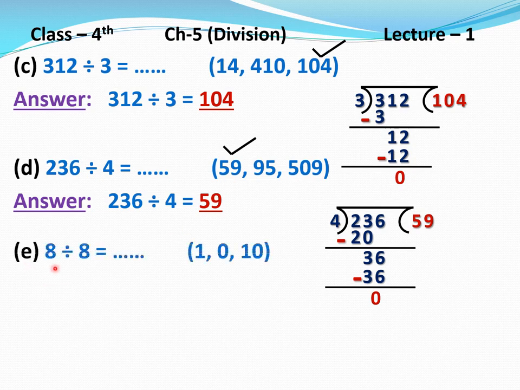So take the correct quotient, that is 59. Now E part: 8 divide 8 equal to dash. Options are given: 1, 0, 10. See, 8 divide 8. So what will you get? You will get 1. So write down the answer. 8 divide 8 equal to 1. So take the correct quotient, that is 1. Okay.